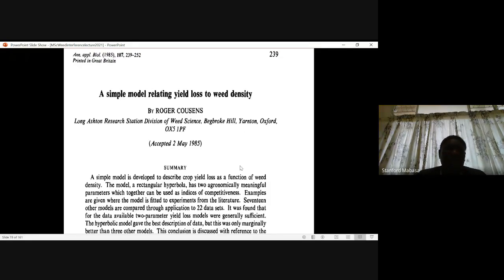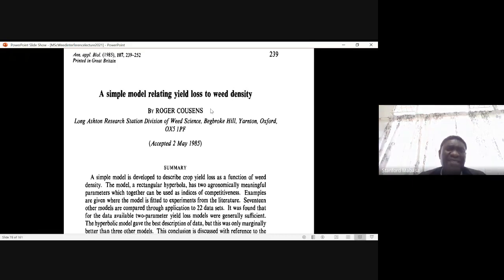Now, if you want to understand this process, you can read this paper by Cousens. It's a simple model relating yield loss to weed density. I may have to give you this paper. It may be difficult to find. So if you need it, I will give it to you so that you can read. It will explain what I was trying to explain.